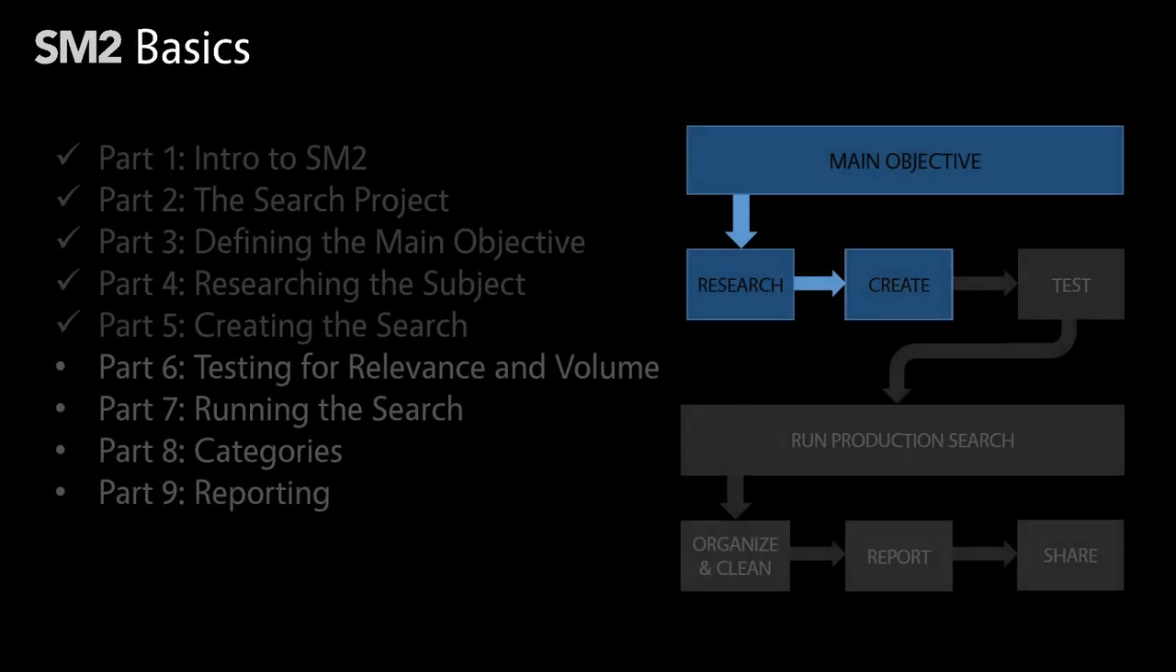This is Part 6, Testing for Relevance and Volume. We have created and run our initial test search, but we probably aren't going to see a high percentage of relevant results yet. In this next iterative phase, we will show how to gradually refine the search to better meet the needs of the project.